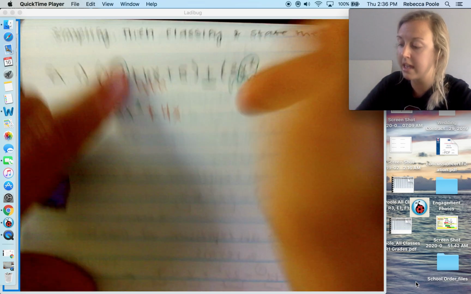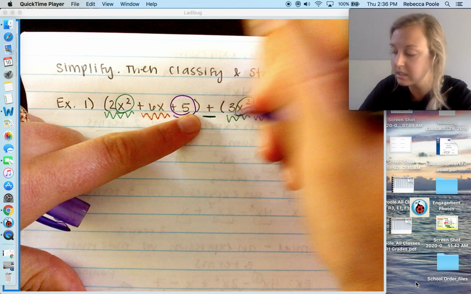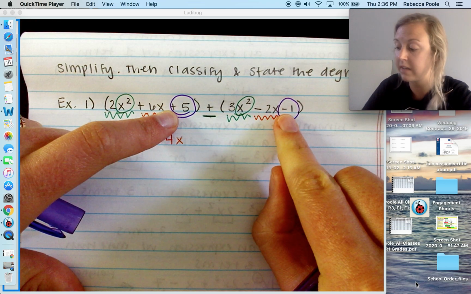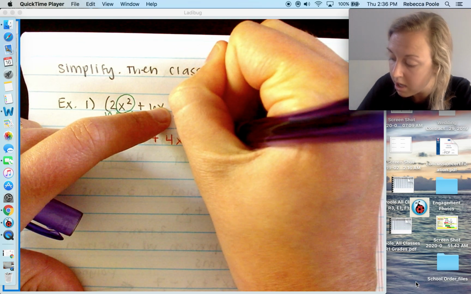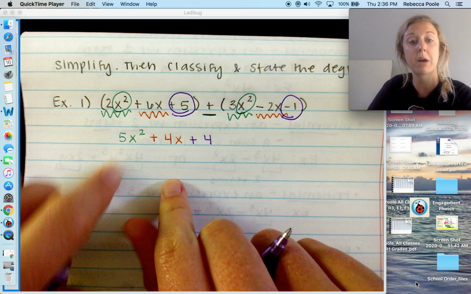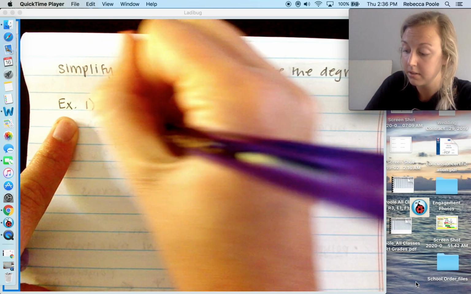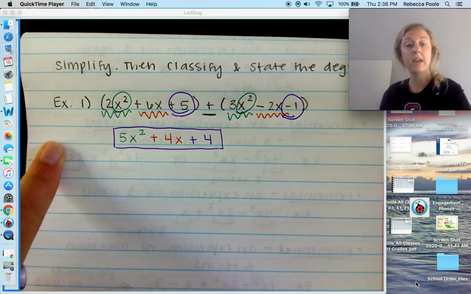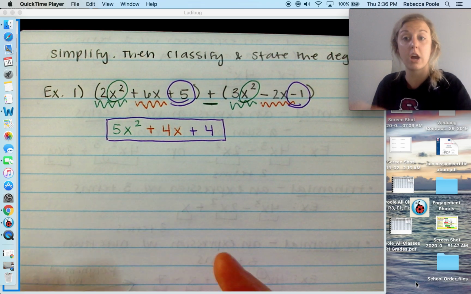All right, and then last but not least, 5 plus negative 1. They've got different signs, so I'll subtract. 5 minus 1 gives me a positive 4 because the 5 was positive, okay? So you have just simplified. That's how you add those two polynomials. Very easy, right? You guys know how to do this.